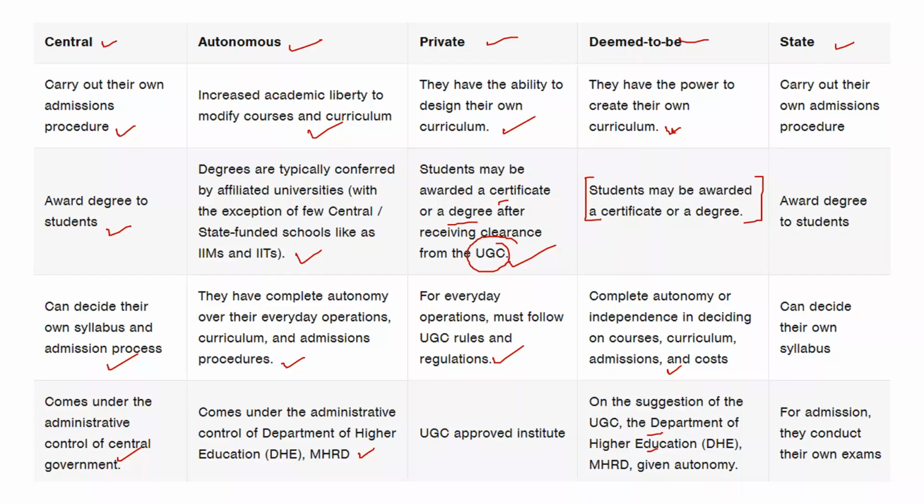And what is a state university? It carries out its own admissions procedure as well, awards degrees to students, and can decide its own syllabus. For admission, they conduct their own entrance exam. So students get admission into the degrees on the basis of this entrance exam as well. So this is all about the types of universities we have.